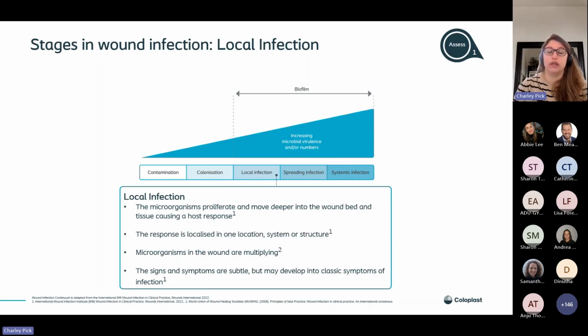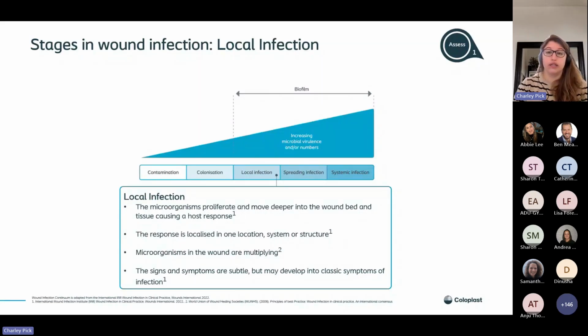So this is when your microorganisms, your bacteria, like to multiply, and they move deeper into that wound bed, deeper into those tissues, and they cause that host response. And now that response is localized in one location, system, or structure. So thinking of your wound, you will get some redness around that wound edge and that peri-wound skin. That is your localized response.